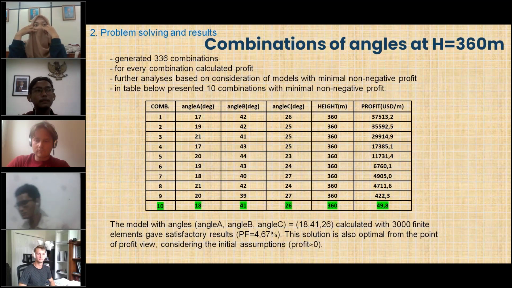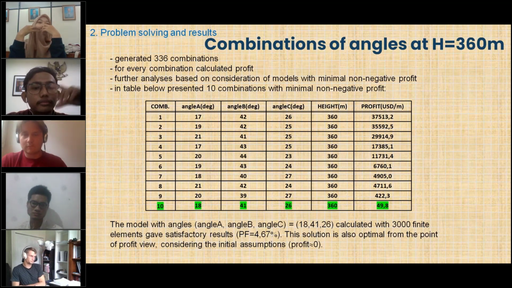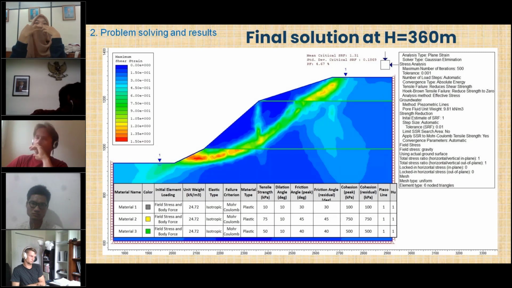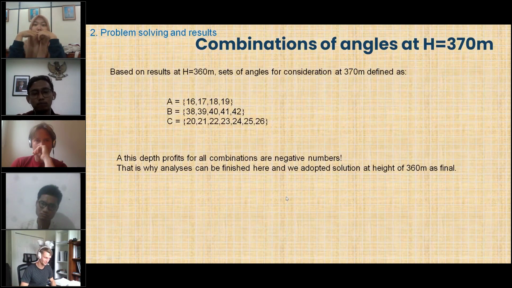The model with angles 18, 41, and 26, calculated with 3,000 finite elements, gave satisfactory results with a probability of failure of 4.67%. This solution was also optimal from the point of view of profit, considering the initial assumption that profit should be approximately 0. On this slide, you can see the output from the RS2 program for our final solution at a depth of 360 meters.